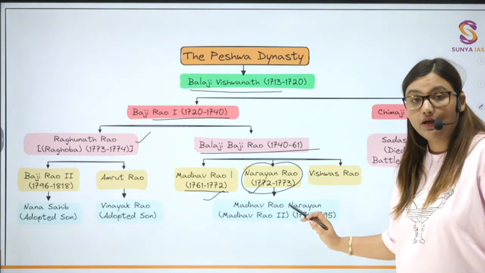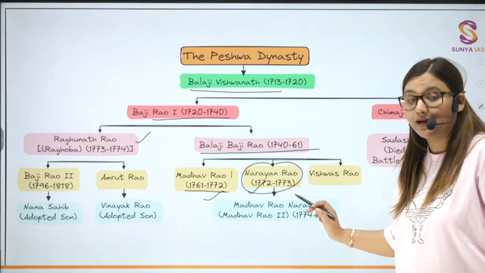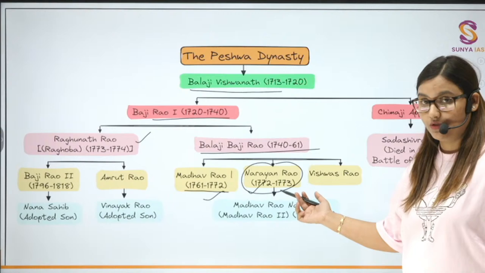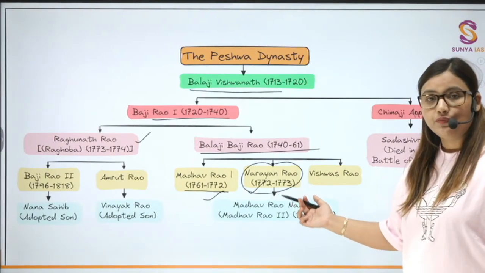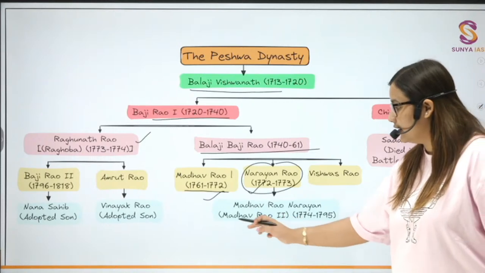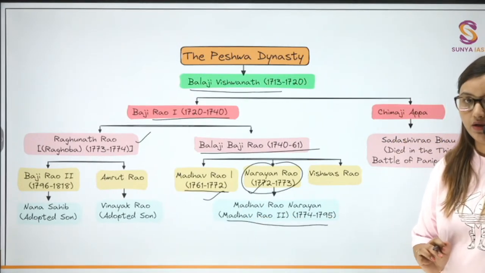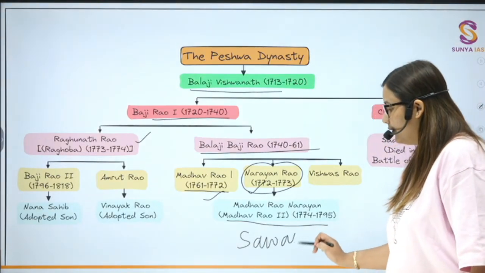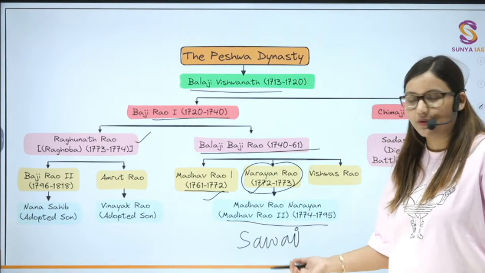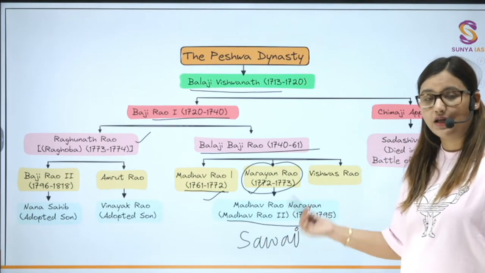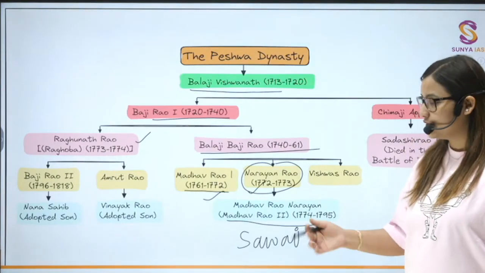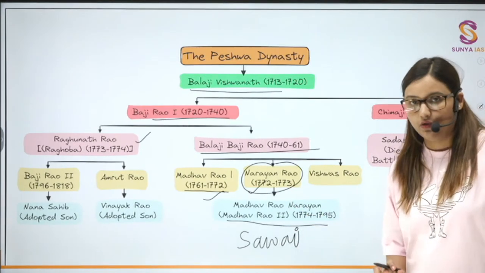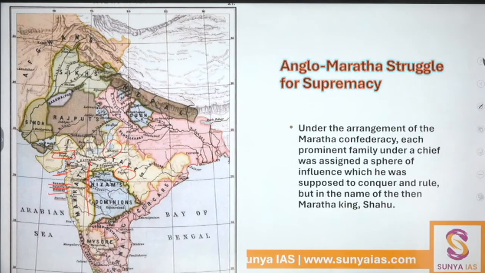But he was unaware of the fact that the wife of Narayan Rao was pregnant, and she gave birth to a son a few months later. The son was Madhav Rao Narayan, or Savai Madhav Rao Narayan. His nickname was Savai. So we can call him by his nickname to avoid confusion, because the names are repeating, like Madhav, Narayan, Rao. So just remember Savai with the nickname. Savai is the son of Narayan Rao, who will commit suicide after a few years.